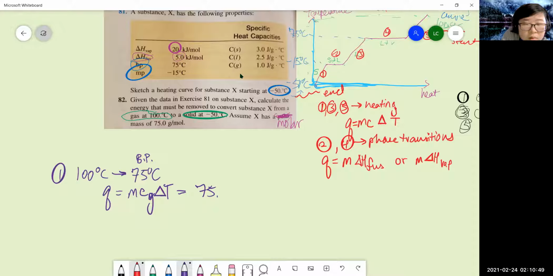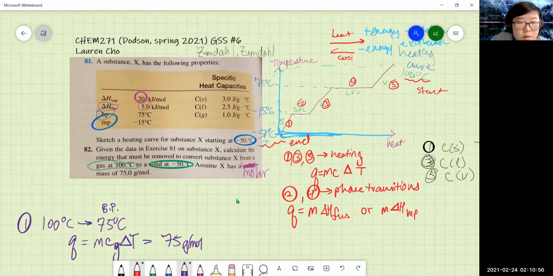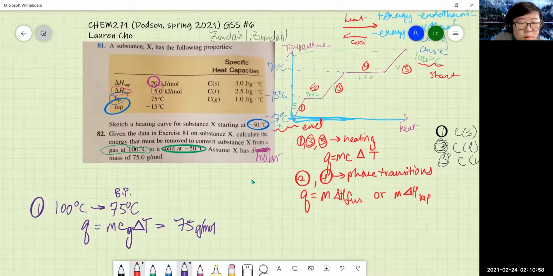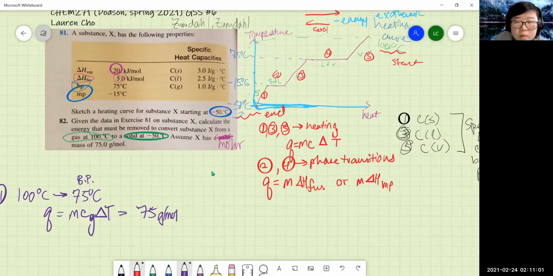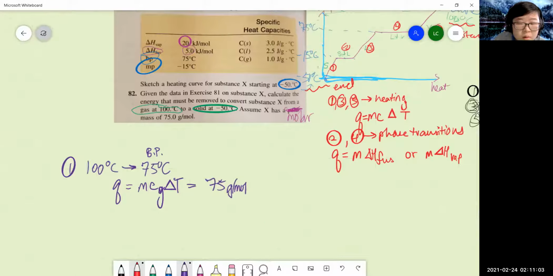Convert. So I guess you can use how much? I don't know if they gave me amount. I don't think that's relevant. So we can just use this. The C is 1.0 joules per gram per Celsius, and then delta T is 75, which is our final minus initial.